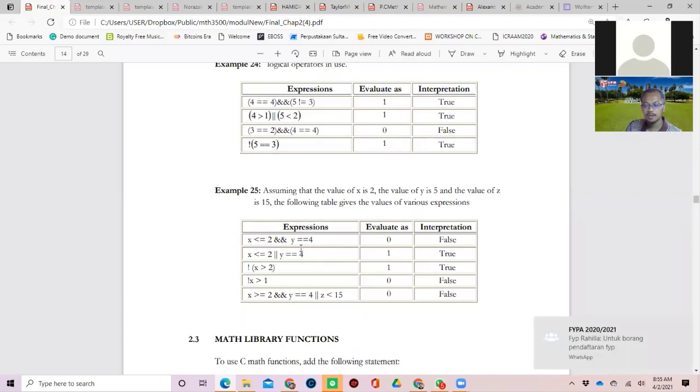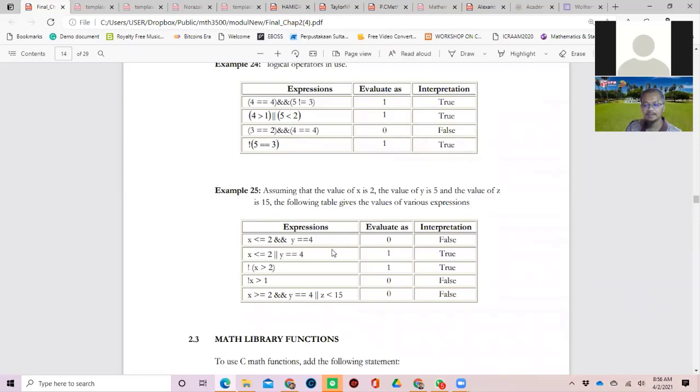Okay, and. So and is different. 1 and 1 is 1. 1 and 0 is 0. 0 and 1 is 0. 0 and 0 is 0. So the result will be true only and only if both conditions are true. The others will give you 0.